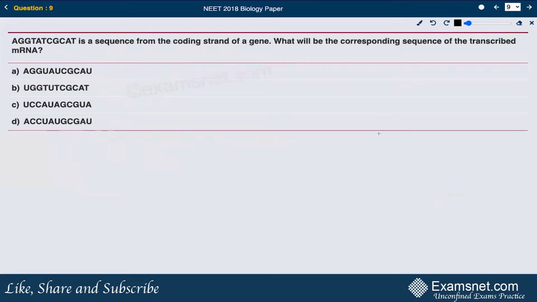Now question number 9. Question number 9 says that the sequence A G G T A T C G C A T is a sequence from the coding strand of a gene. Now, what will be the corresponding sequence of the transcribed mRNA? Now, it is asking about mRNA. So, let us write the sequence. So, the sequence is A, G, G, then T, A, T, then C, G, C, and A, T.